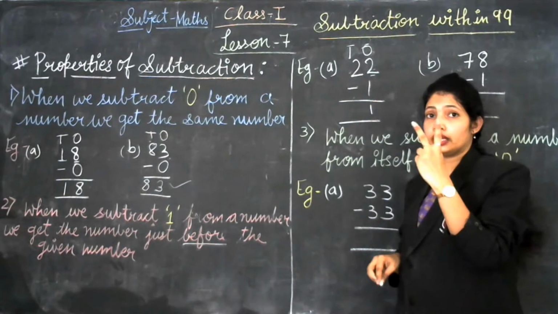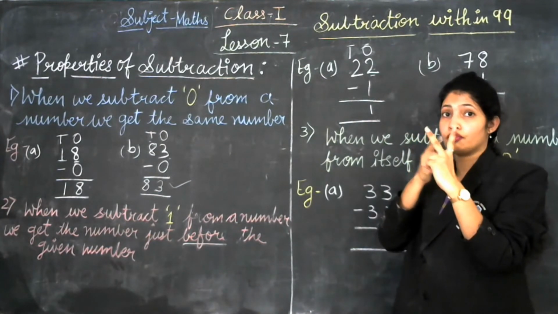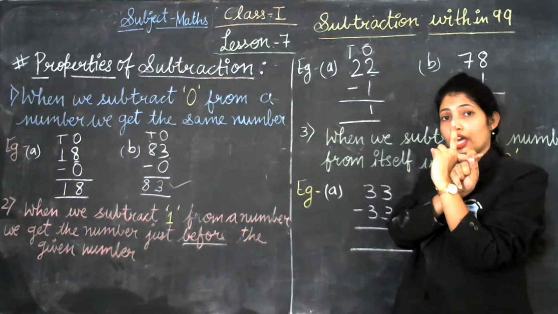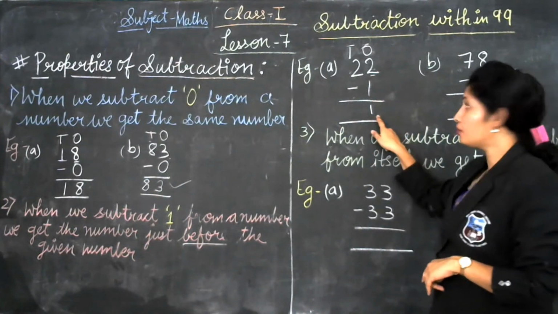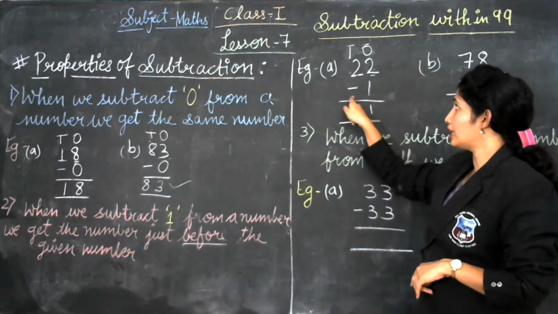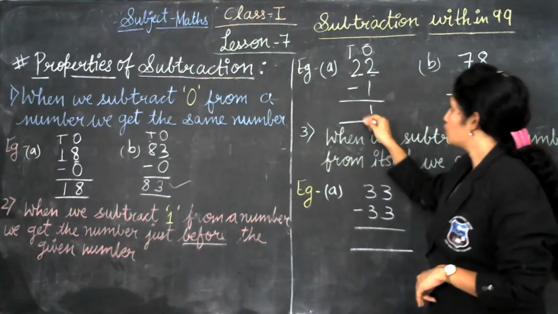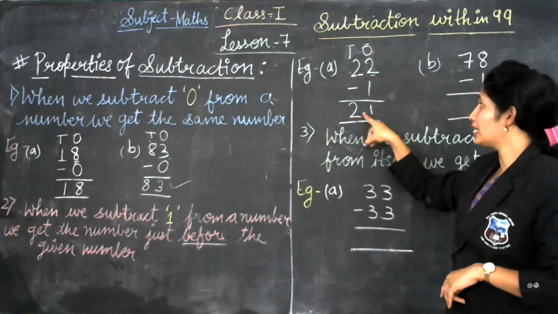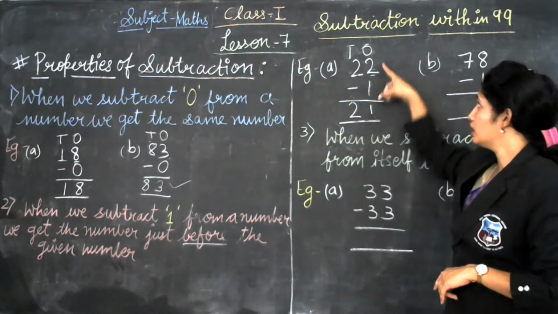Look at this finger. 2 minus 1. If I take away one finger, we get 1. So here the answer is 1 and 2. Here there is no number to subtract, so we will bring down this number here. So we get the answer 21.